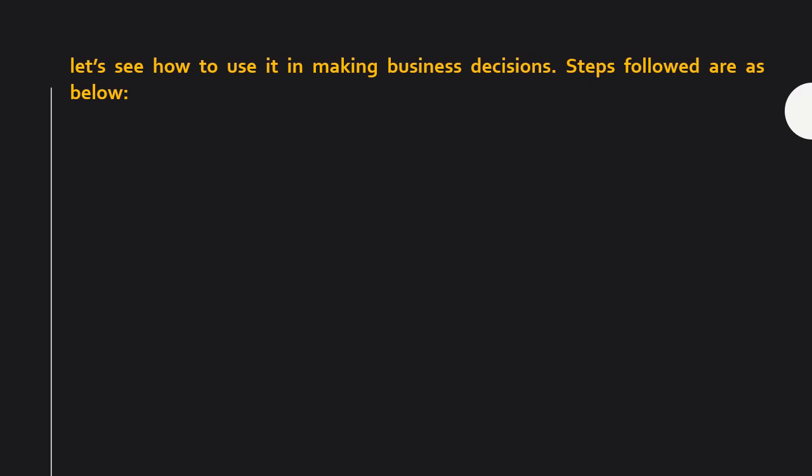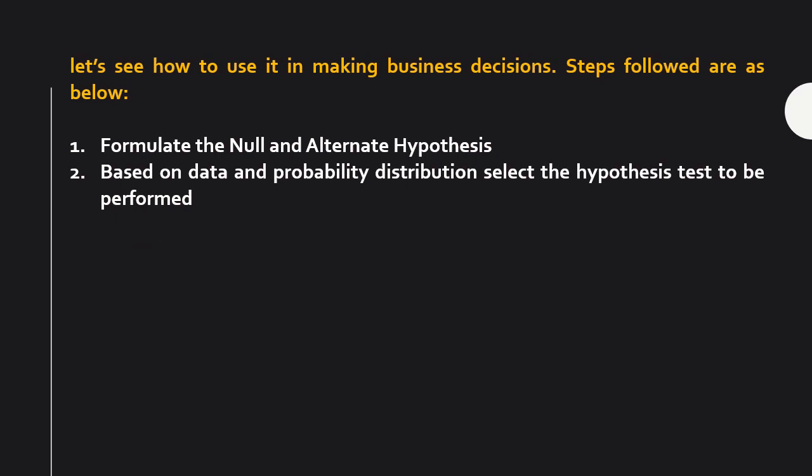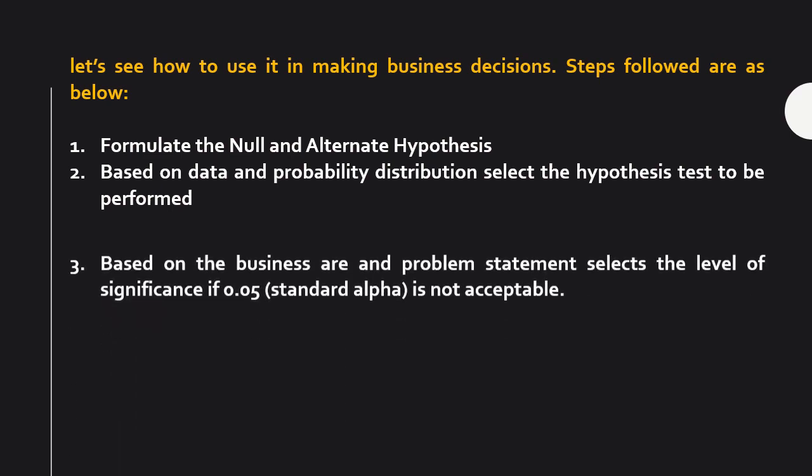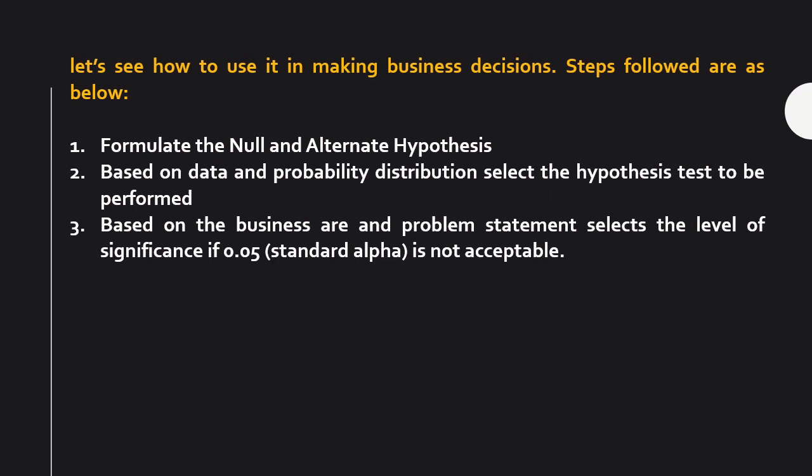Now let's see how to use it in making business decisions. So there are some steps which you should follow while testing hypothesis. So the first one is formulate your null and alternative hypothesis. Another one is, based on the data and probability distribution, select the hypothesis test which you need to perform. Distribution can be normal, uniform or any other distribution that fits your data model. Another one is, based on the business and your problem statement, select the level of significance. Basically take it as 0.05.